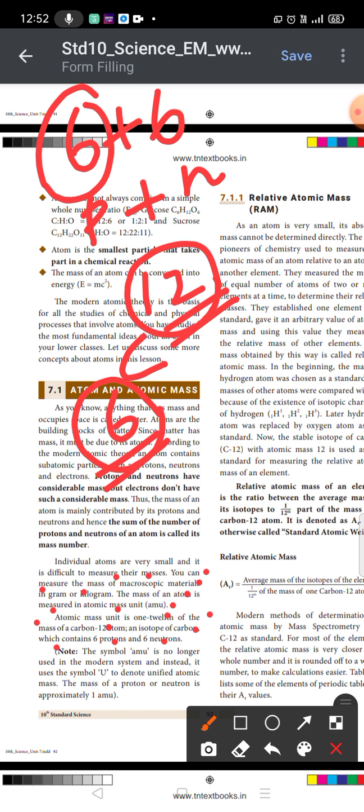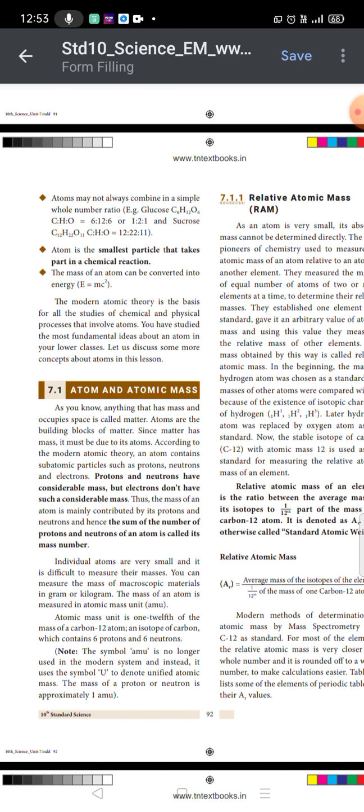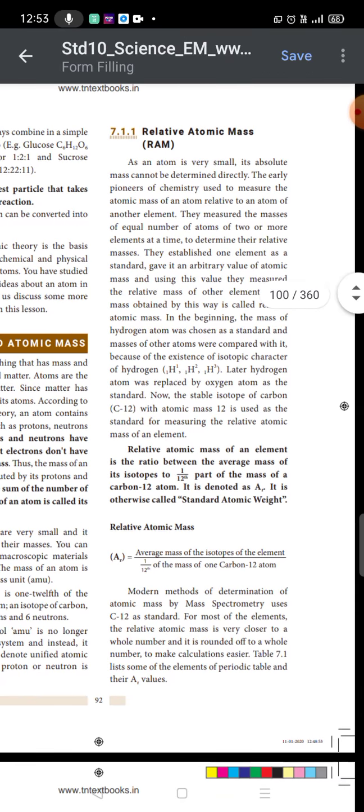The symbol AMU is no longer used in the modern system and instead it uses the symbol u. Instead of AMU, we are using u. It denotes unified atomic mass. The mass of a proton or neutron is approximately 1 AMU, as I already told. Next we are moving to relative atomic mass.